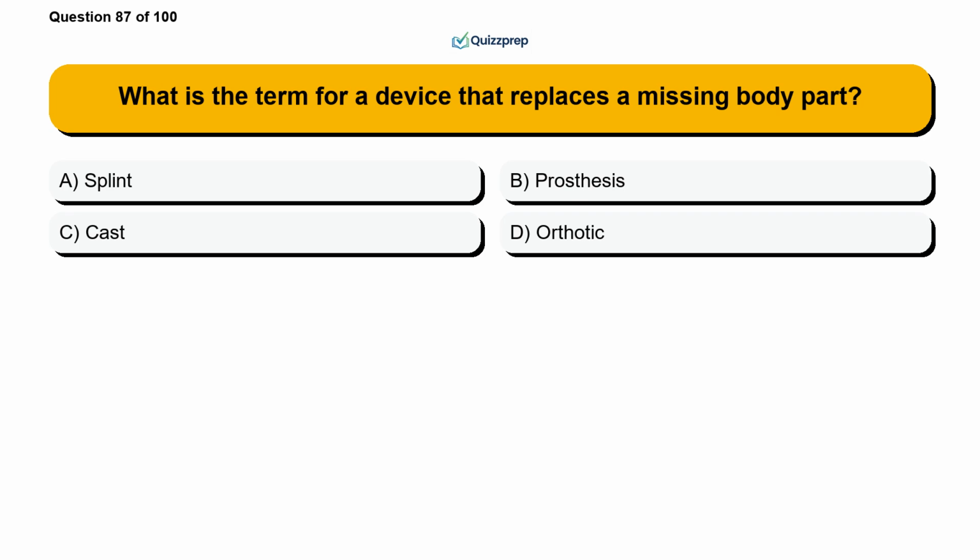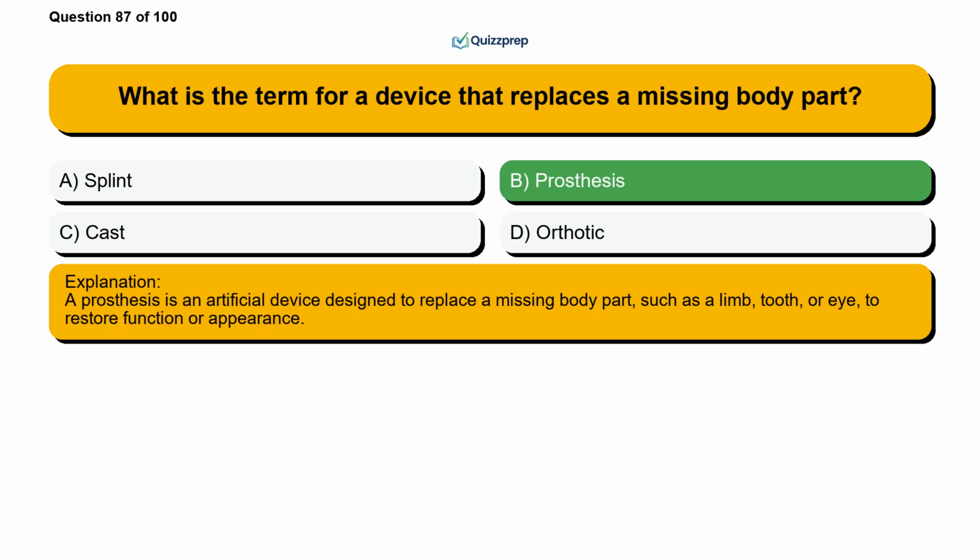Question 87. What is the term for a device that replaces a missing body part? Option A, splint. Option B, prosthesis. Option C, cast. Option D, orthotic. The correct answer is option B, prosthesis. A prosthesis is an artificial device designed to replace a missing body part, such as a limb, tooth, or eye, to restore function or appearance.